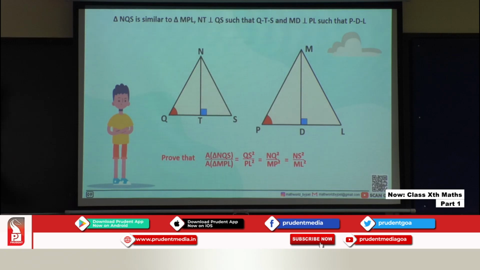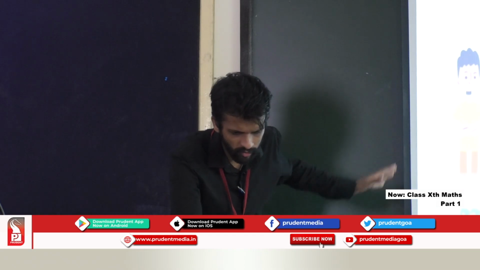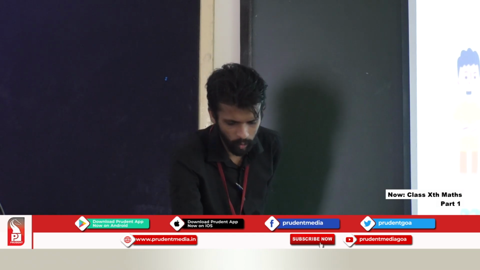Before I prove, I have just marked these 2 angles, angle Q and angle P over there, which is not given in the question at all. But you need to remember that angle Q and angle P are equal. Why? Because we have already been told that triangle NQS is similar to triangle MPL. So when 2 triangles are similar, the corresponding angles are equal. So here angle Q and angle P are equal. Okay, remember this because we will require it to continue when we are proving it.